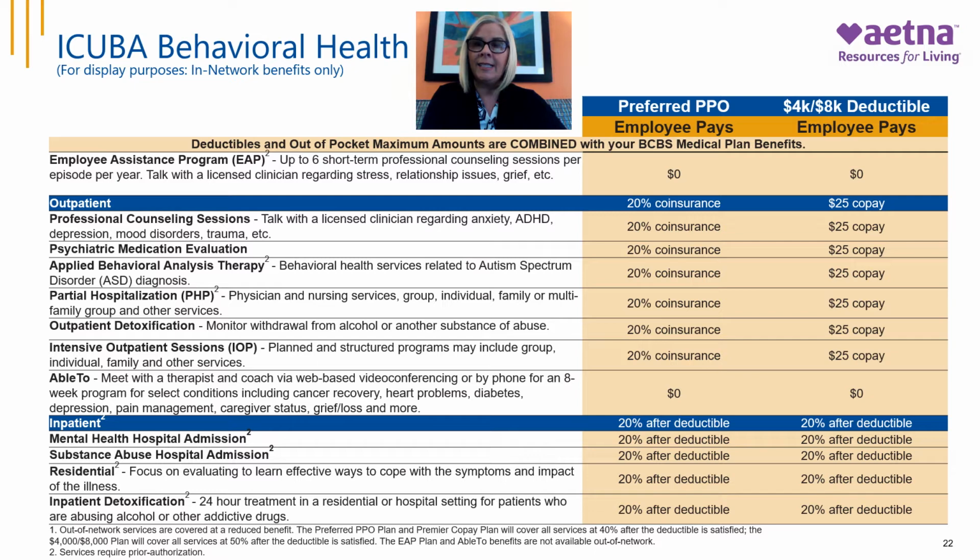Applied behavioral analysis therapy related to an autism spectrum disorder diagnosis does require authorization. You may contact Aetna Behavioral Health and speak with a clinician that specializes in autism who can assist families with addressing questions about your benefits, the authorization process, finding providers, ensuring that the treatment is effective, and connecting to available resources.